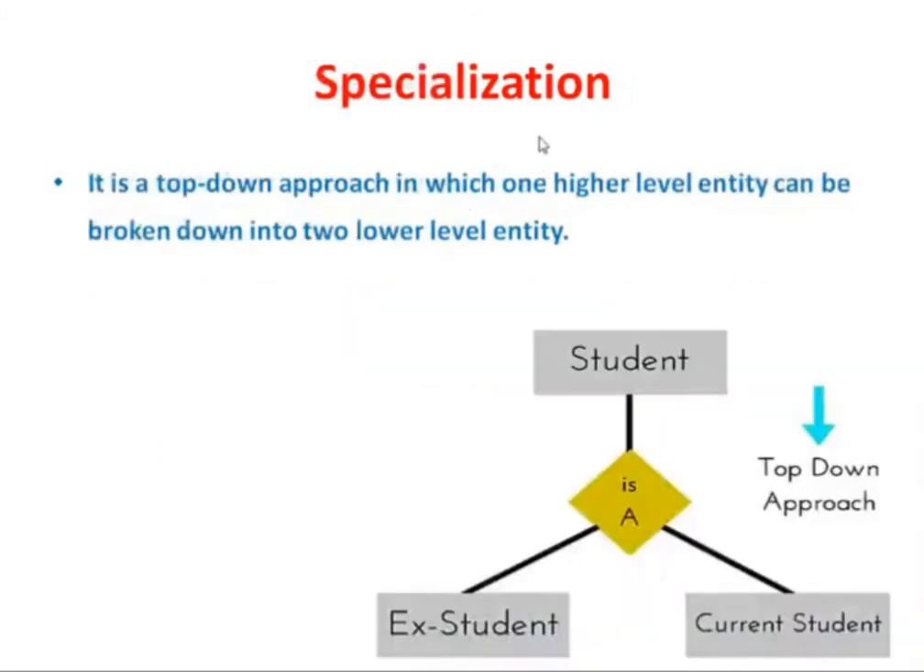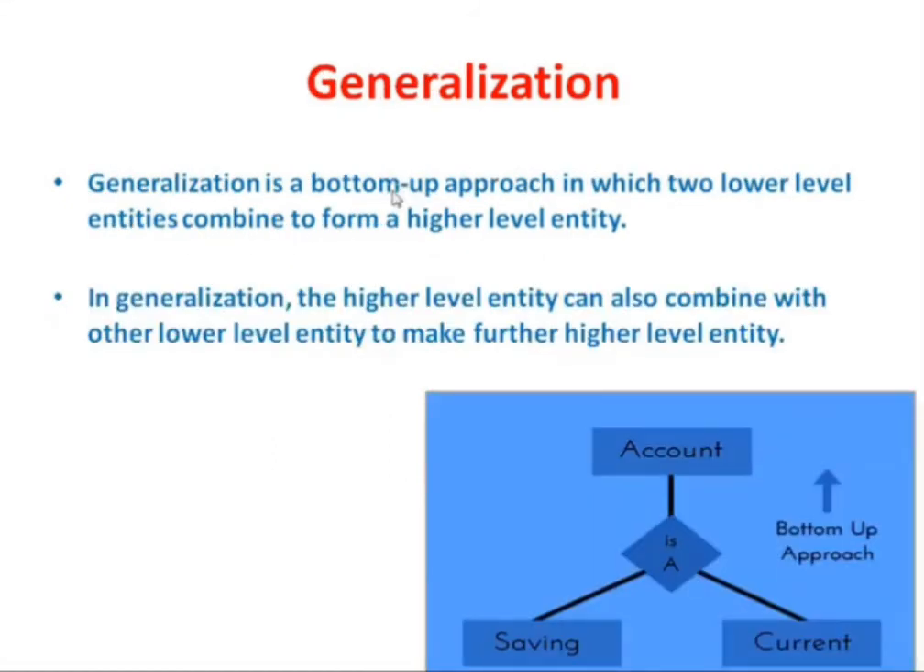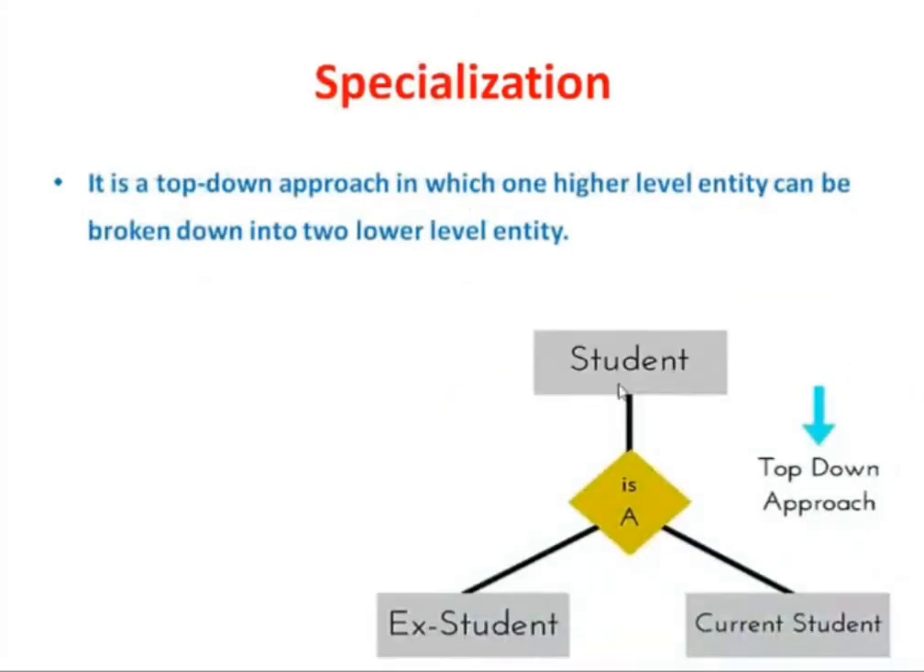Specialization is the opposite of generalization. So it is a top-down approach. The previous one is a bottom-up approach. Okay, sorry, it is a bottom-up approach, so this one is a top-down approach, where we divide entities from the higher level entities. Higher level entities can be broken down into two or more lower level entities. A student can be an ex-student or a current student. This form of representation, the top-down approach, is called specialization. We can give several examples for this as well.